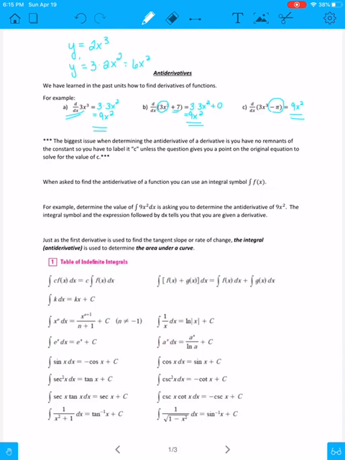So here it is. The biggest issue when determining the antiderivative of a derivative is you have no remnants of the constant.